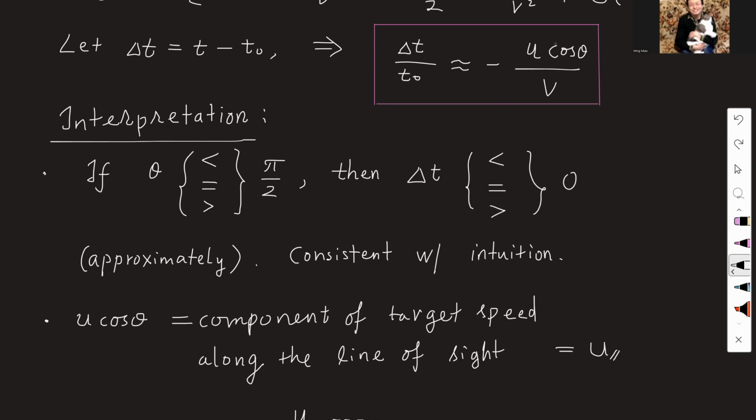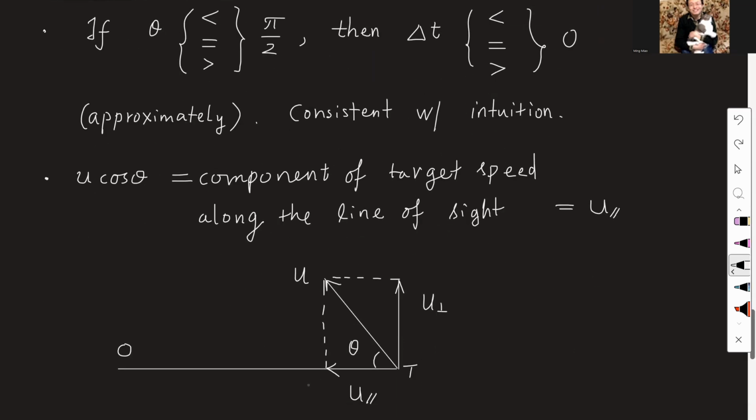And also, U cosine of theta has an interpretation as well. Because if we look at the diagram, here we have OT, the line of sight, and U, that's the velocity of the target. U times cosine theta is exactly the component of the velocity along the line of sight, which I denote as U parallel. So now we can appreciate the value of perturbation solutions. Usually they provide much better insight into the qualitative behavior of the problem.